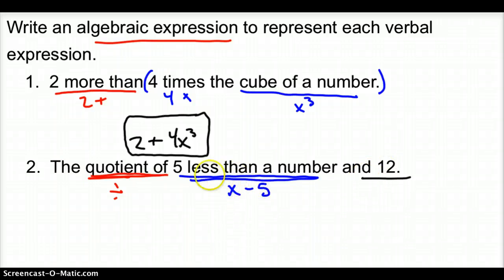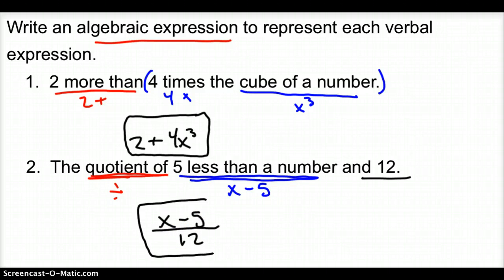So again, we're going to start with the quotient of. Quotient means division. So instead of writing out the division, I'm going to go x minus 5. And then what else means division? A fraction bar also means division. What goes on the bottom of it? 12. So it's x minus 5 all over 12.